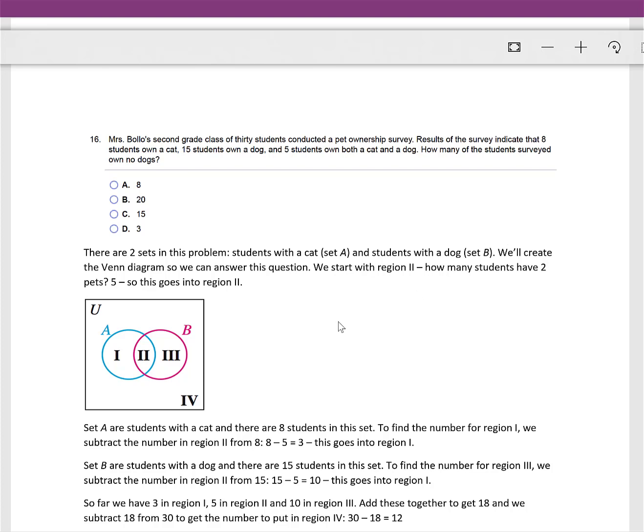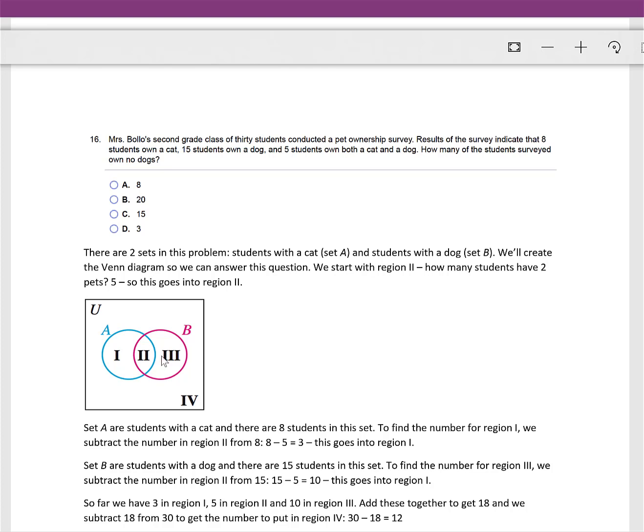So again, two sets. I'm going to let set A be cats and set B be dogs. I'm going to create the same two-set Venn diagram. So let's see, there are 8 students. Set A is with a cat, and there are 8 students in this set. To find the region, remember there are 5 that had both, so that's going to go in region 2. 8 had a cat, so 8 minus 5 is going to give me a 3 for region 1.